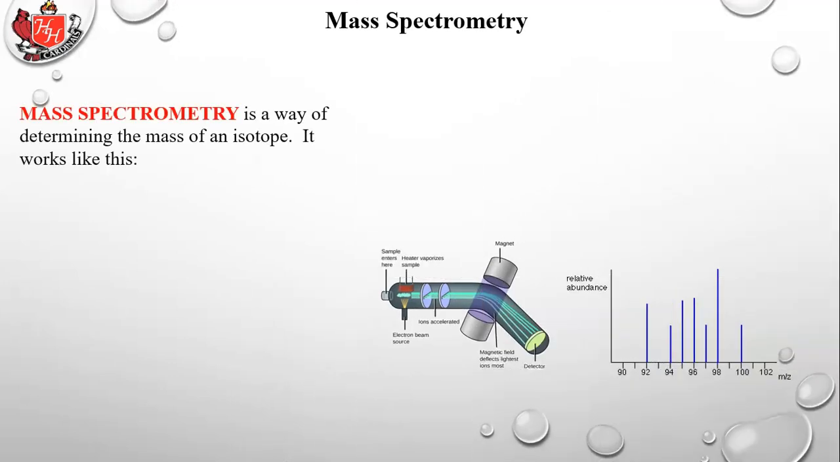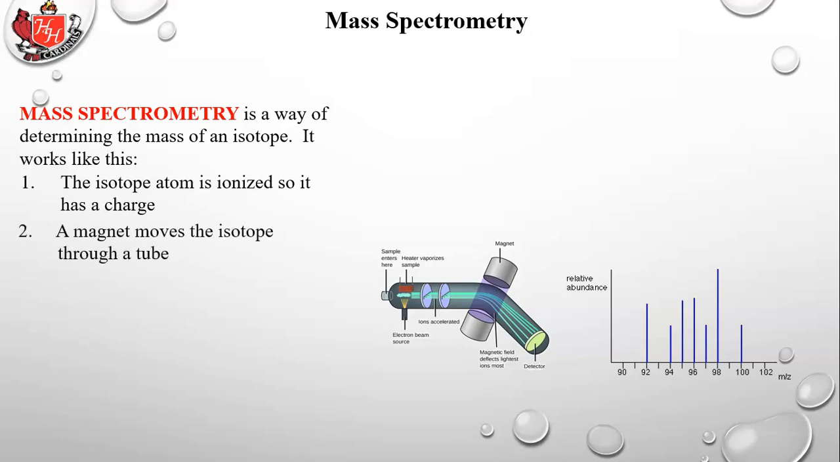So here's a diagram of a mass spectrometer. It's a way of determining the mass of the isotope, and it works like this. One, the isotope atom is ionized so that it has a charge. In order for it to be moved by magnets, it has to have a charge. So an electrically neutral atom, one with the same number of protons as electrons, will not have a charge, and therefore it will not move in magnets. So you need to ionize it.